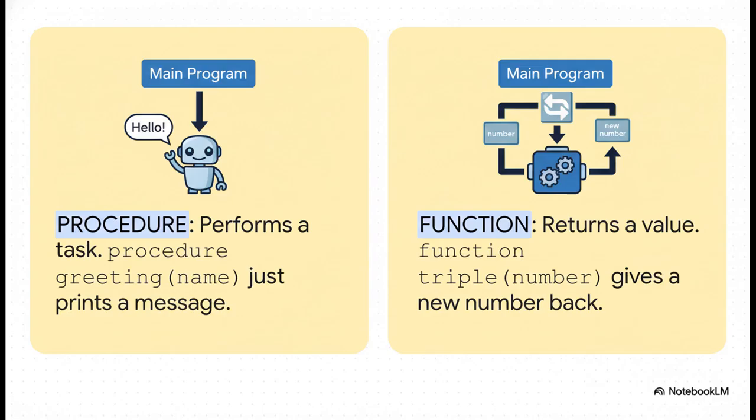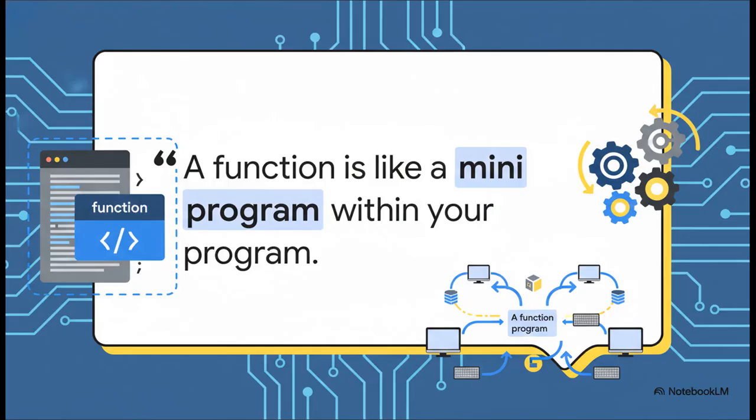But on the right, you've got a function. A function is different because it always returns a value. The triple function here takes a number, does a calculation, and then sends that new number back to your main program. I love this quote from the OCR guide because it just sums it up perfectly. A function is like a mini program within your program. It's such a great way to think about it, right? A little self-contained piece of logic that you can just call on whenever you need it.